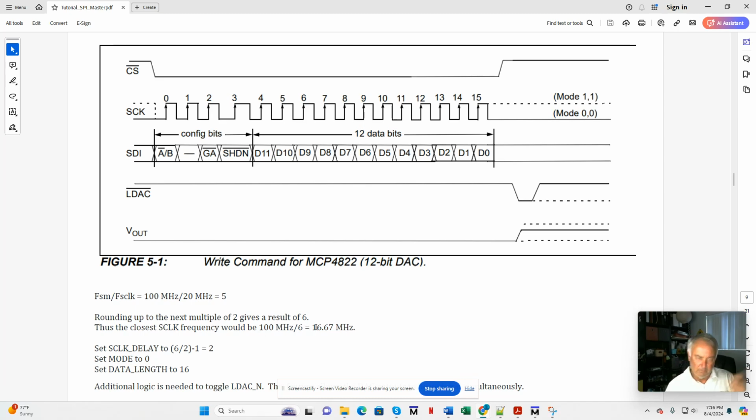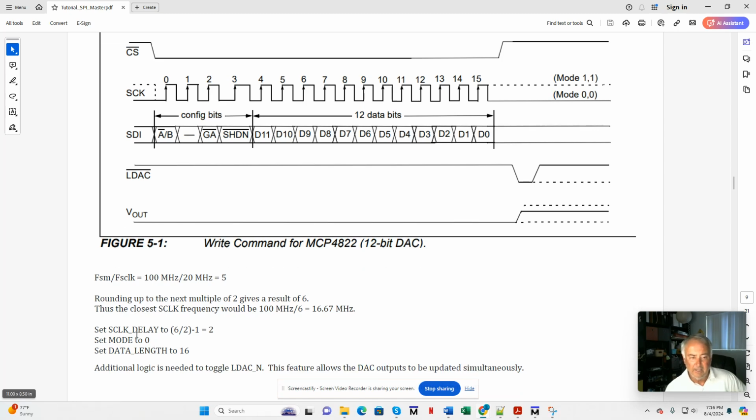by 6. We're dwelling on S clock for 3 state machine cycles high, 3 state machine cycles low, for a total of 6 state machine clock cycles per S clock cycle. And S clock delay therefore becomes a value of 2. All right, so we've got all 3 parameters, and we're done. We've configured our SPI master for this particular peripheral.